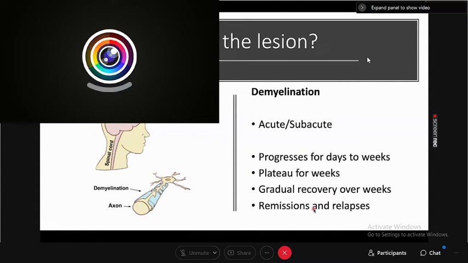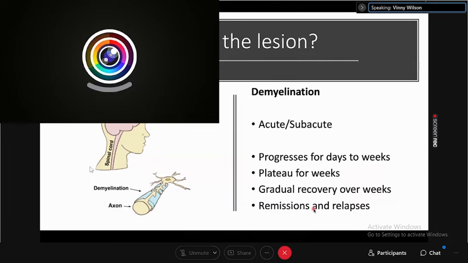Moving on to the next etiology, demyelination. A demyelinating lesion, for example, multiple sclerosis or an acute disseminated encephalomyelitis lesion, is likely to be acute or subacute. They are almost never sudden. So an acute or a subacute lesion should point to a demyelinating lesion.